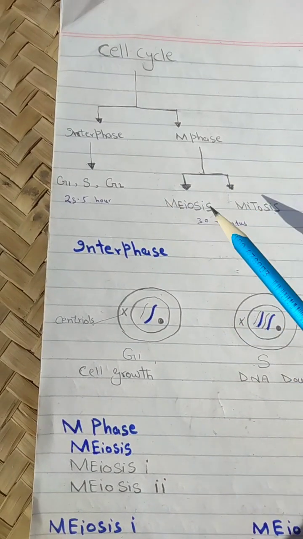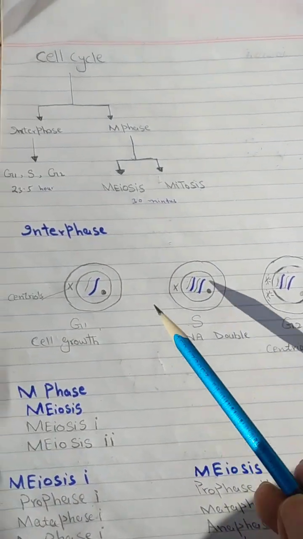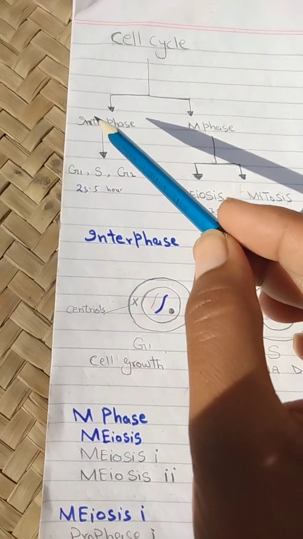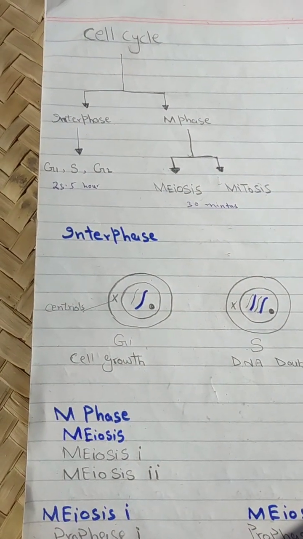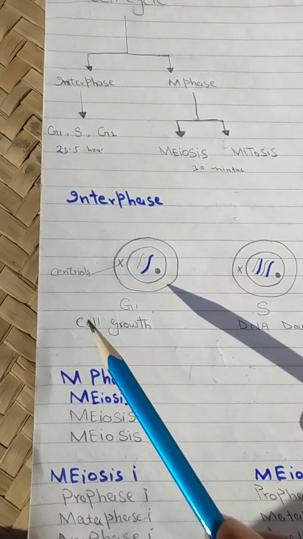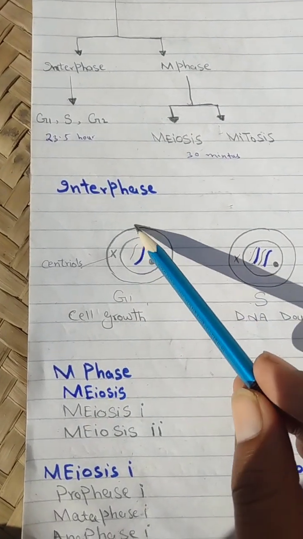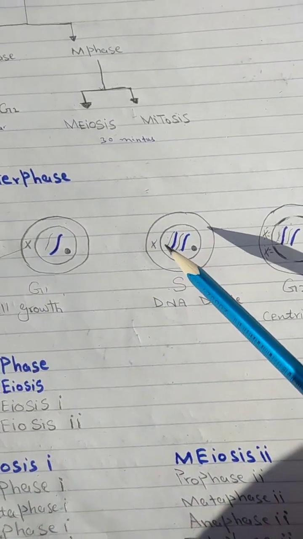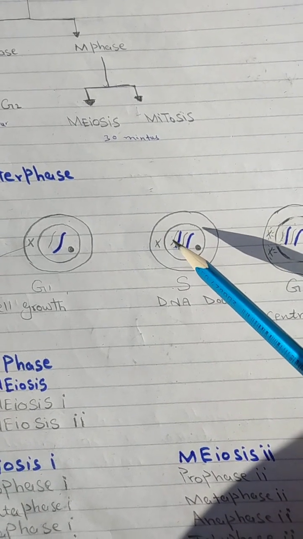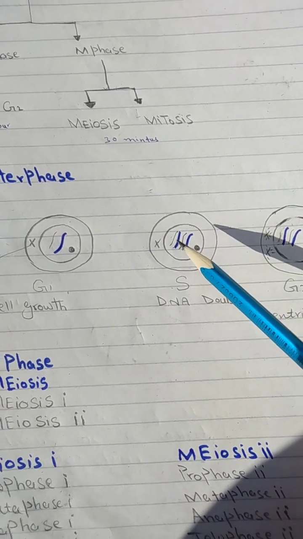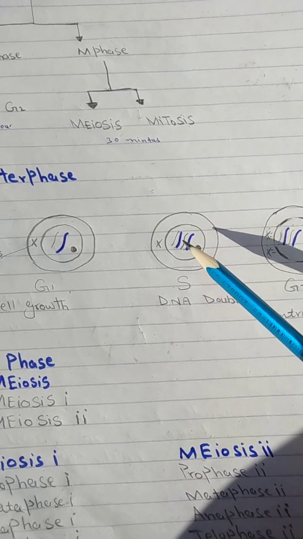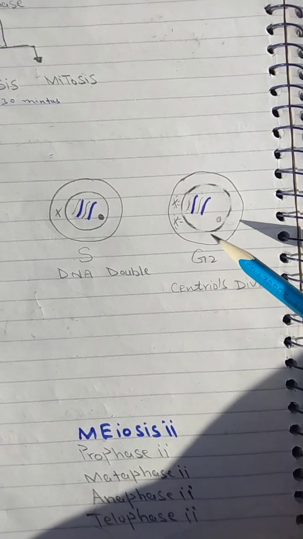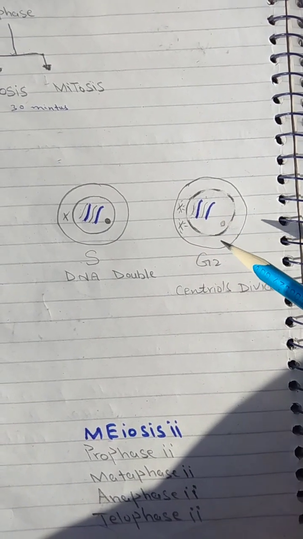Thirty hours are required for complete cell division. Of these 30 hours, 23.5 hours are required in interphase and 30 minutes in meiosis and mitosis. In interphase, in the G1 phase the cell grows in size and becomes bigger, and in the S phase the DNA, one from the mother and one from the father, becomes double. Duplication of the DNA takes place, and in the third phase, G2, the cell prepares itself for complete division.